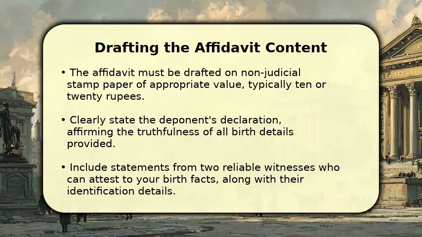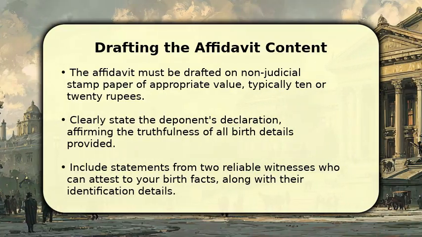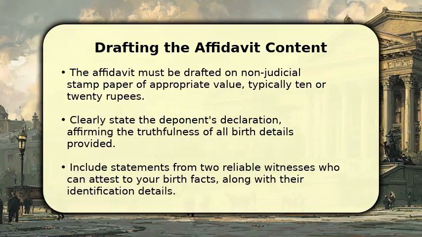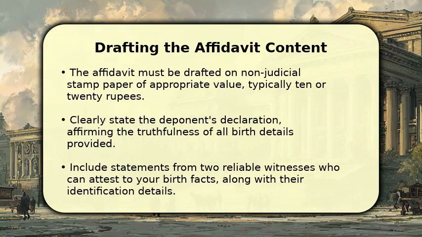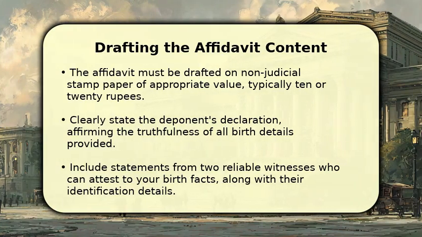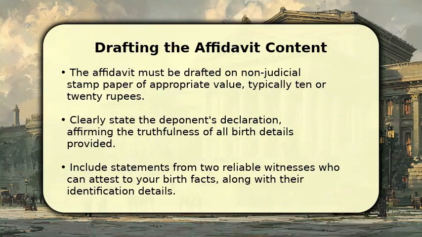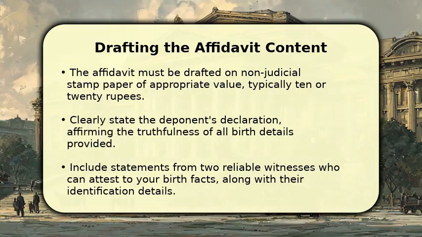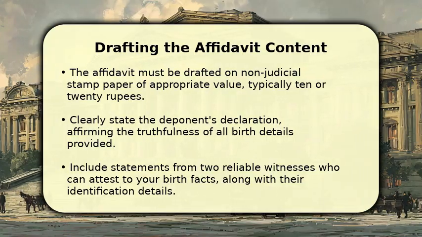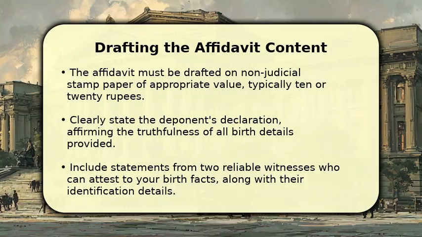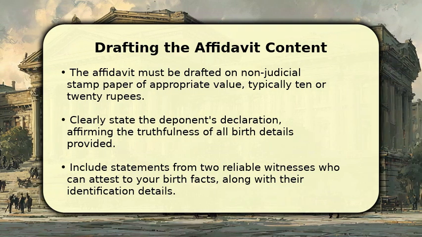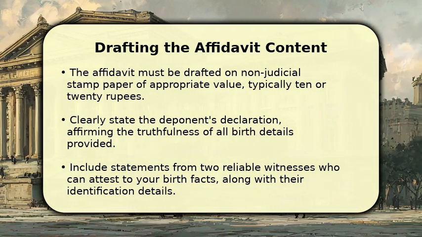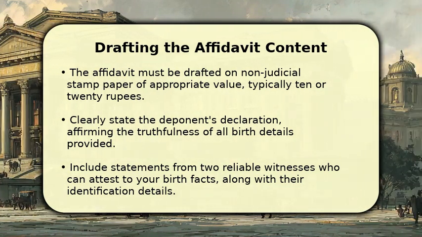This document must be prepared on non-judicial stamp paper, usually of a value like 10 or 20 rupees, depending on local regulations. The affidavit should clearly state your declaration, affirming that all the birth details provided are true and correct to your knowledge. It is also crucial to include statements from 2 reliable witnesses who can attest to your birth facts, along with their full names and identification details.